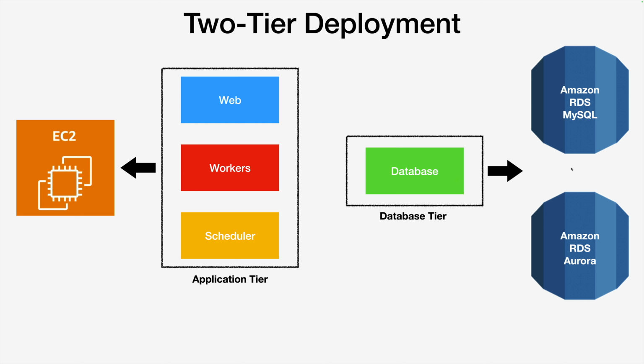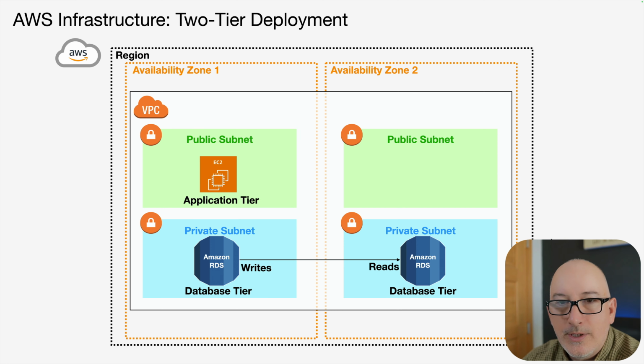There are 2 solutions from Amazon that are compatible with our MySQL instance. They have a MySQL version of RDS, and then they also have an Aurora version. So we'll look at both of those. This is where we want to end up today. We want to have a multi-AZ deployment of Amazon RDS, whether it's the Aurora version or the MySQL version.